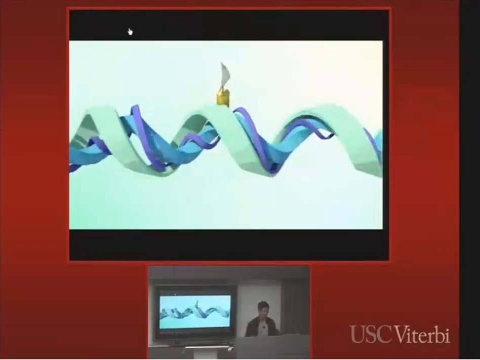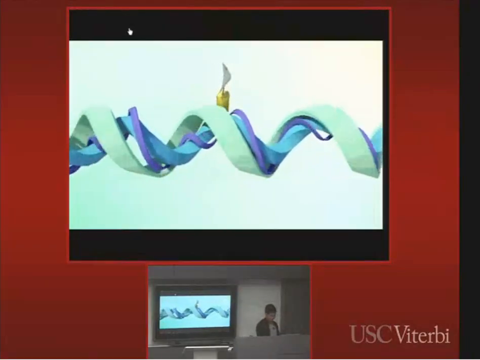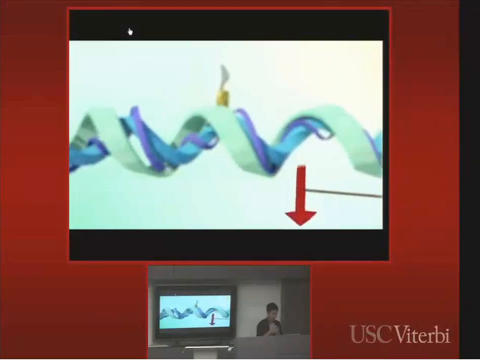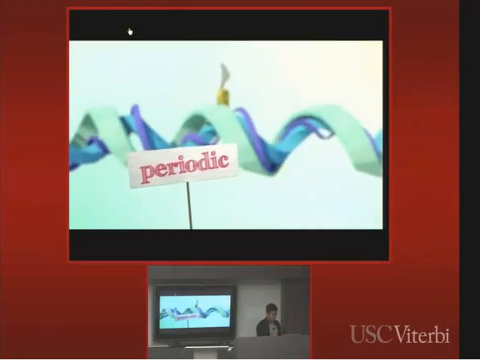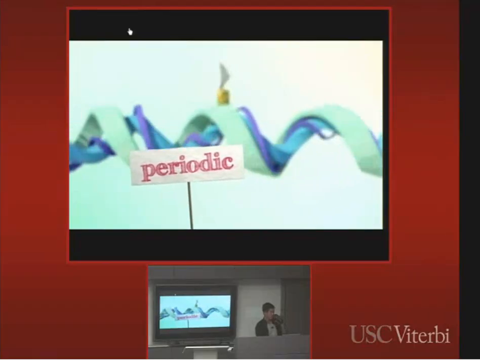The first thing you notice about the motion is that it repeats itself. The cork traces the same path over and over again. Up and down, up and down. This repetitive or periodic motion is characteristic of waves.